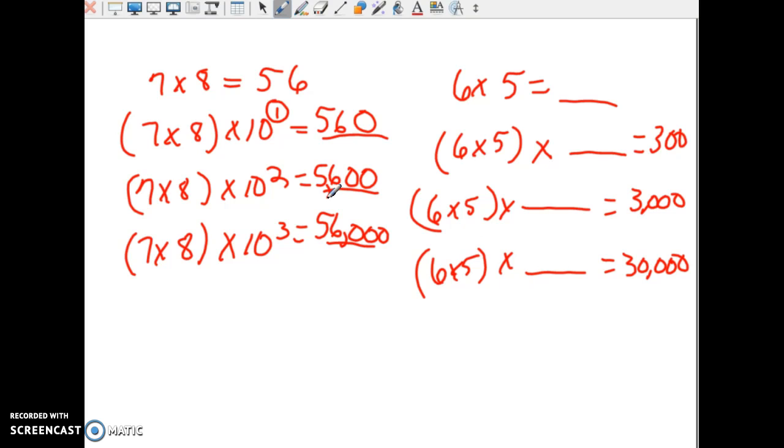Now they gave us our basic fact here, which the answer is 30. And then we had to figure out what the power of 10 is. Now remember, we have 2 zeros in our answer.